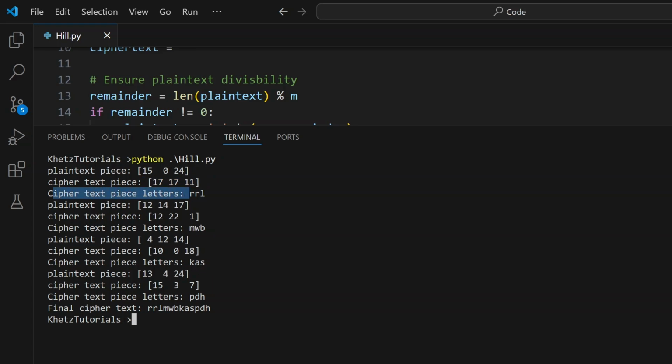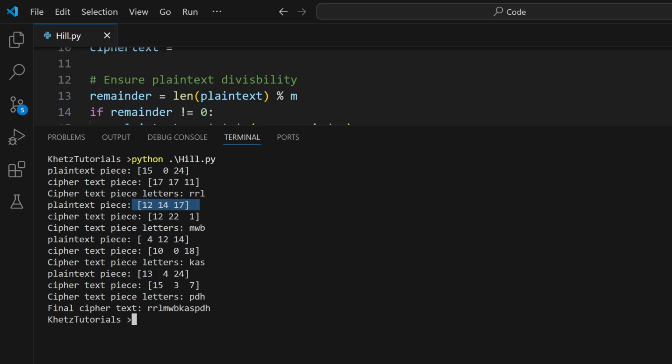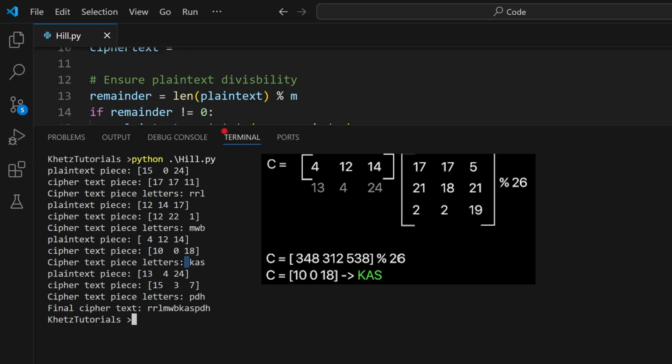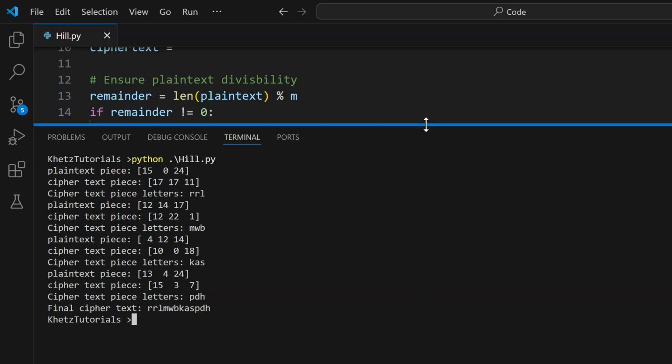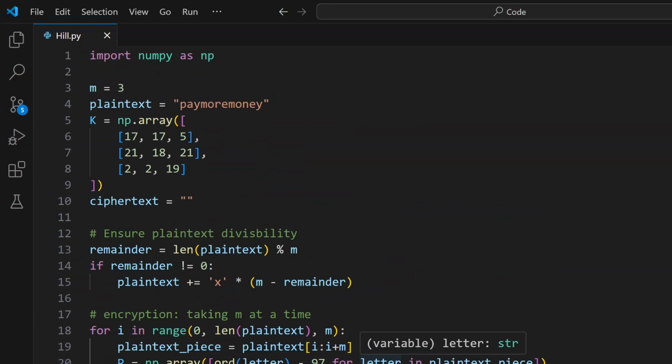Then the ciphertext that we get out of that is converted into RRL. Then we have 12, 14, 17, and then we get MWB. That also looks familiar to me. Then we have 4, 12, 14, 10, 0, 18, KAS, and then this, which finally gives us PDH. Then when we combine each of these, we now have RRL, MWB, KAS, PDH, which is exactly what we got in the theory section. So this is encryption using the whole cipher.